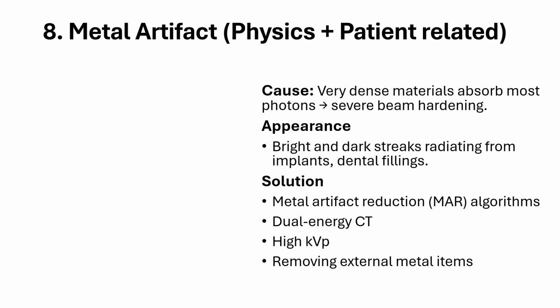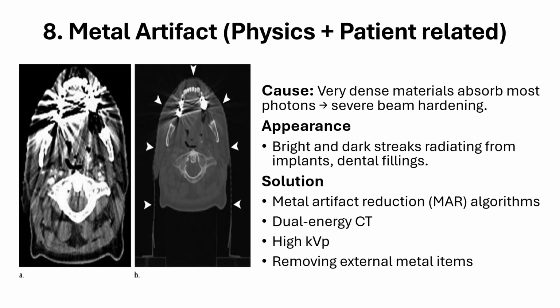Now the metal artifact is a combination of both patient and physics factors, and the very dense material absorbs most of the photons. As the X-ray beam is polychromatic, only the harder beam remains and it forms severe beam hardening. As we can see in this image, it produces the bright and dark streaks due to the dental implant, and its solution is the metal artifact reduction algorithm, dual energy CT, high KVP, and removing external metal items or objects.